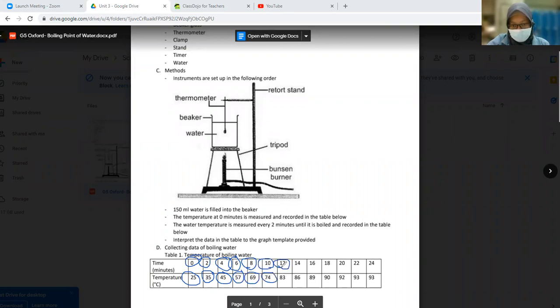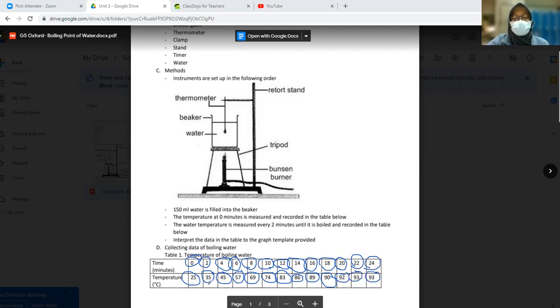Minute 12, it's 83 degrees Celsius. Minute 14, it is 86 degrees Celsius. Minute 16, it is 89 degrees Celsius. Minute 18, it's 90 degrees. Minute 20, it's 92. Minute 22, it's 93. And minute 24, it's 93.